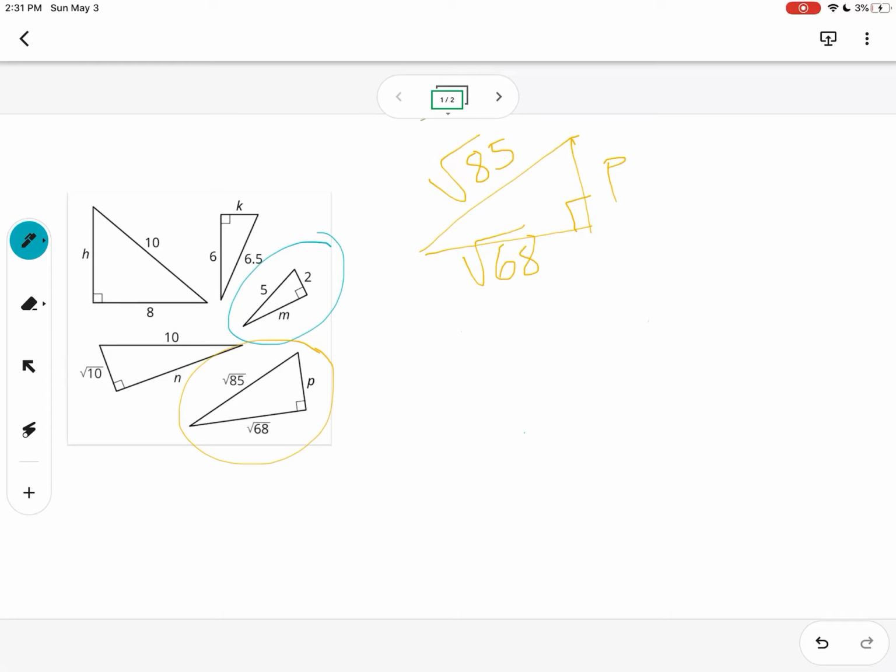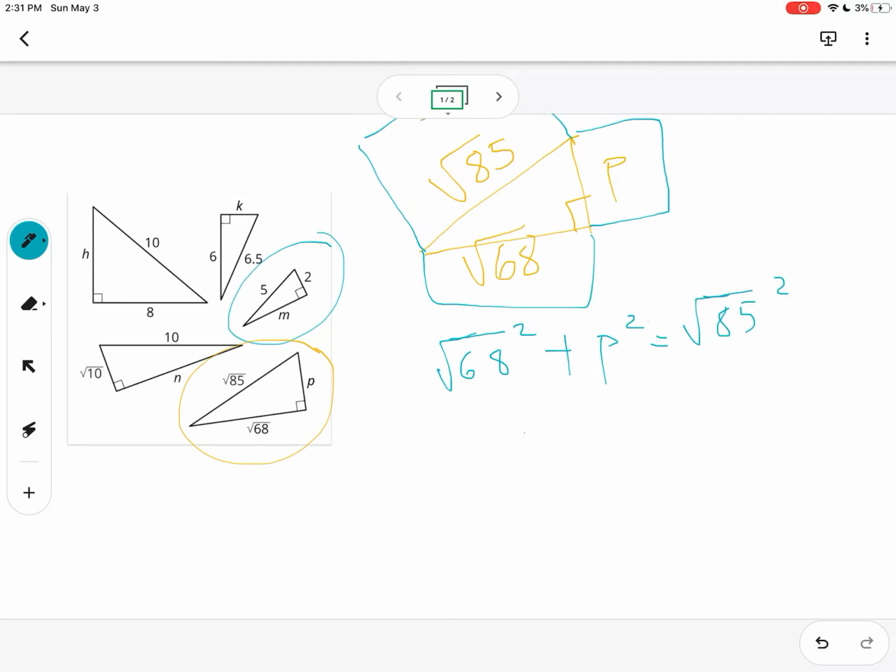Sometimes it's confusing because people get confused on how to work with square roots. But remember, we're going to do this square here, pretending like that's a square, plus this square, and that's going to be equal to this square over here. So if we write that out, it's going to be square root of 68 squared, plus p squared equals square root of 85 squared. Square root of 68 squared is just 68. Square root and squared cancel out. We talked about that earlier in the year. Plus p squared equals 85.